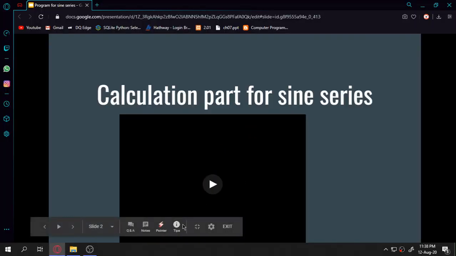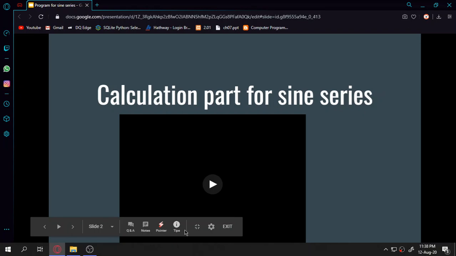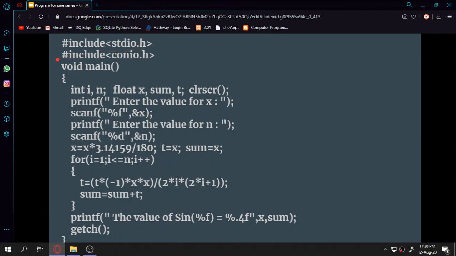Okay, so now the program. This is the calculation part, which I have shown as one small video inside this video. The next part is the program. Now listen to the program carefully. Include stdio.h as usual, and then conio.h for console input output, and then void main when it starts.